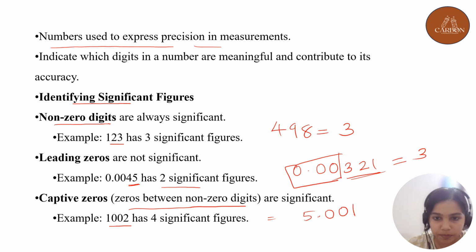Another example is 5.001, with a decimal point. These are captive zeros. We can count them. Get it? So here the significant figures are 1, 2, 3, 4. The number of significant figures is 4. Clear?